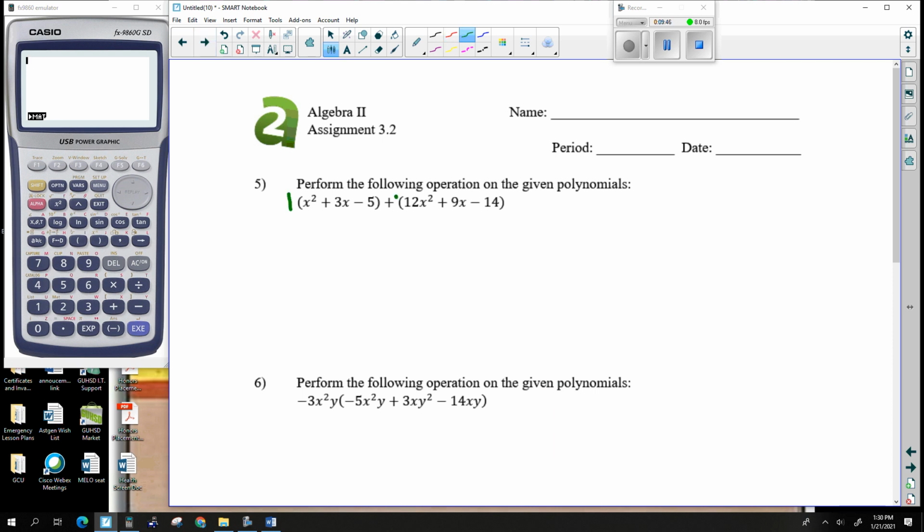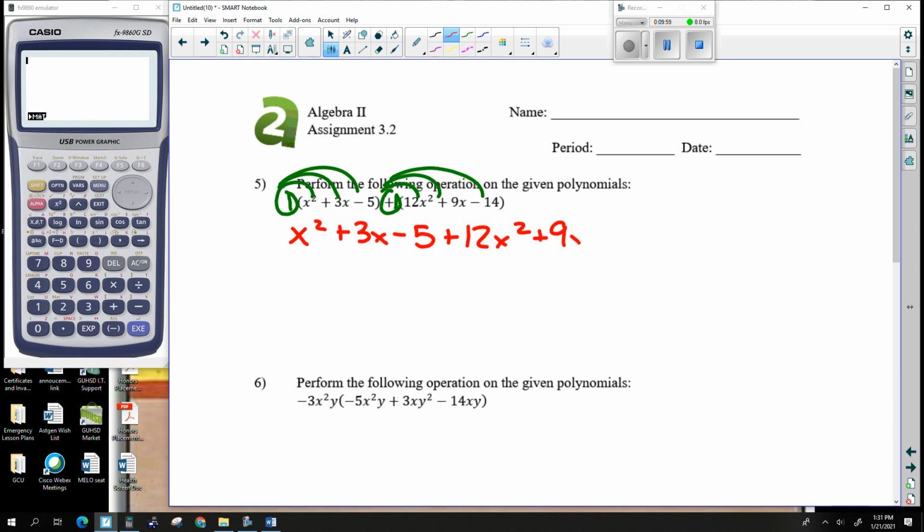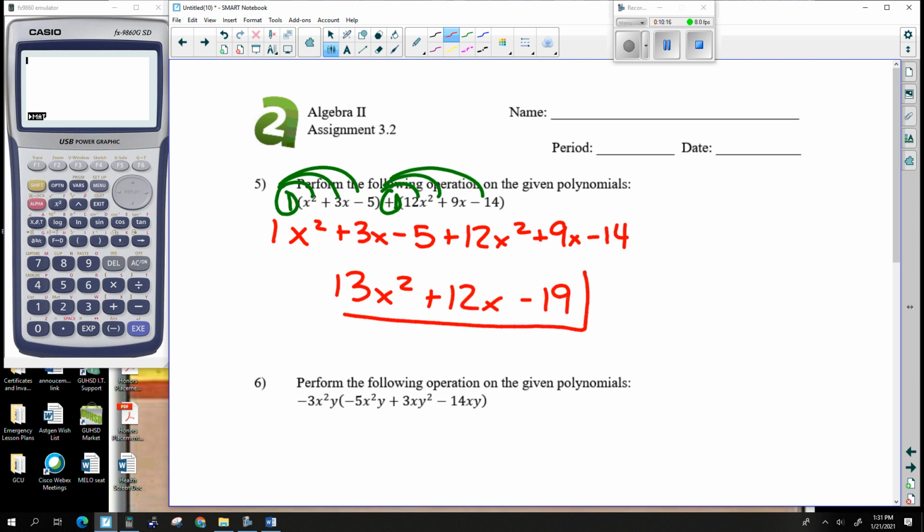Okay, here there's technically 1s in front. So 1s, this is an addition problem. Ones don't change anything. They are what they are. So I have x squared, 3x, negative 5, 12x squared, 9x, and a negative 14. Okay, there's technically a 1 on that x squared. Again, this is pretty straightforward. So x squareds with x squareds, x's with x's, normal numbers with normal numbers.